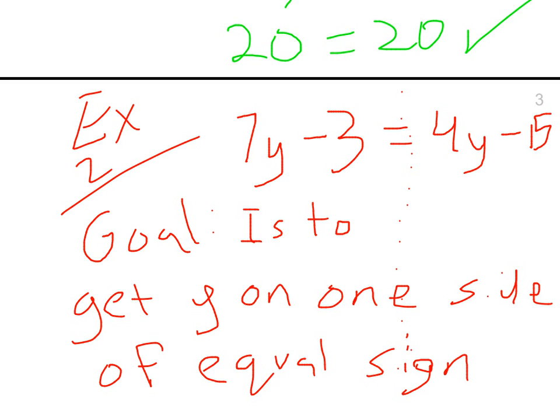So that's our goal. We want to get y, whatever our letter is, on one side of our equal sign. So basically, we want all the y's to be on one side and all the numbers to be on the other side. So that is going to be our main objective here.